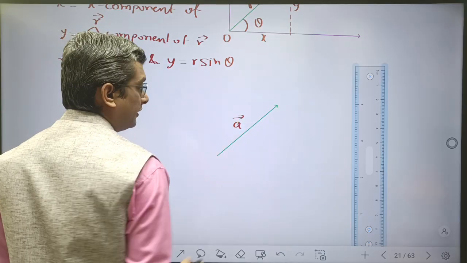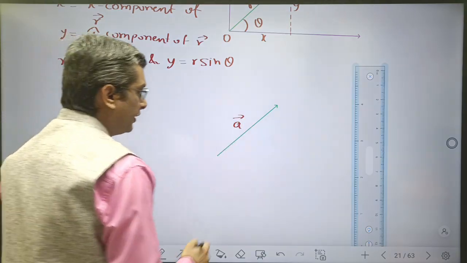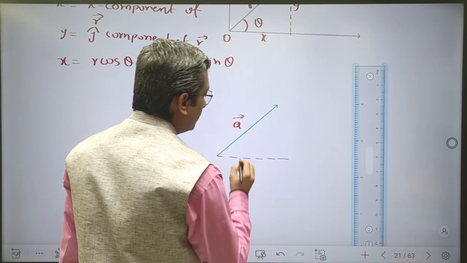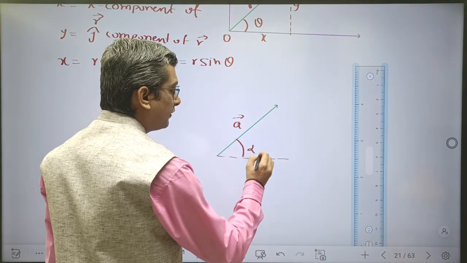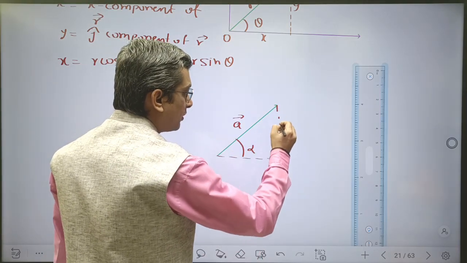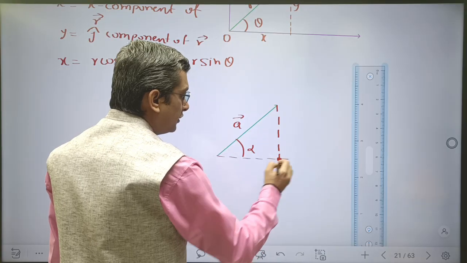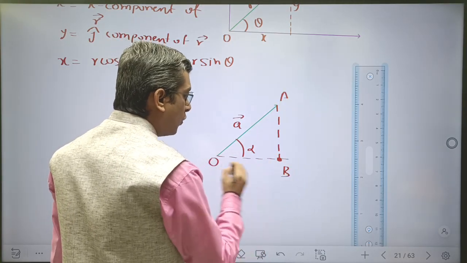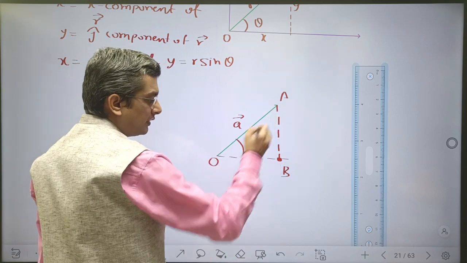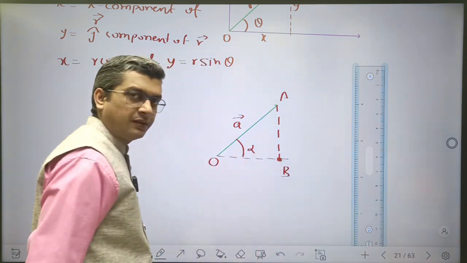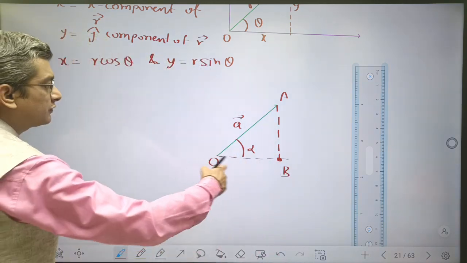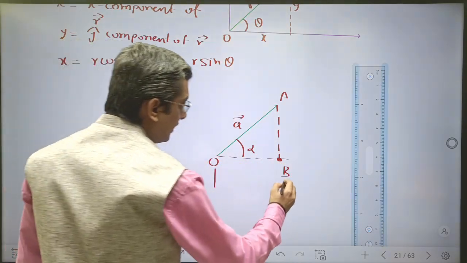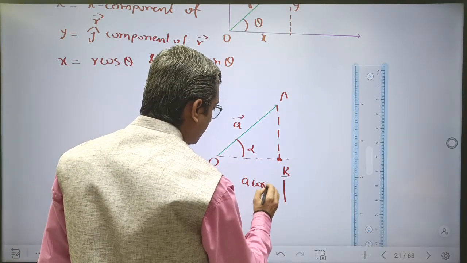Let us suppose this is vector A, and you have to find its component along this line. First of all, you have to take angle alpha. Drop a perpendicular from here, so let us suppose OAB. OB is the component of vector A along the line OB. So this component OB is given by A cos alpha.